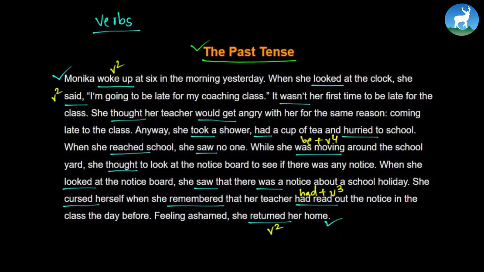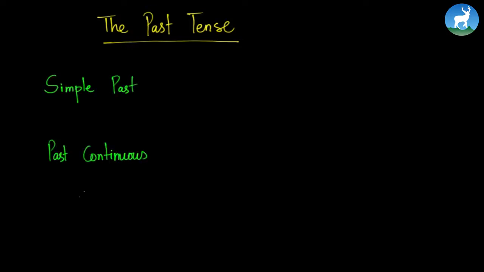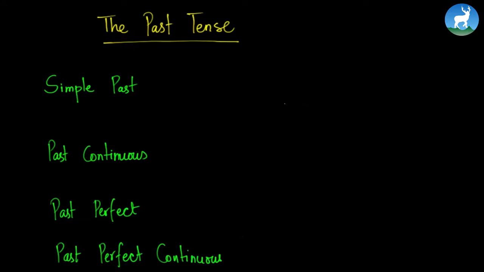So we have two aspects. One is called progressive aspect and another is called perfective aspect. So those are aspects of past tense. So we even have two aspects of past tense, progressive and perfective, right? Let's study about this, the past tense. We have four different kinds of past tense and they are simple past, past continuous, past perfect and past perfect continuous. We studied about these three tenses.